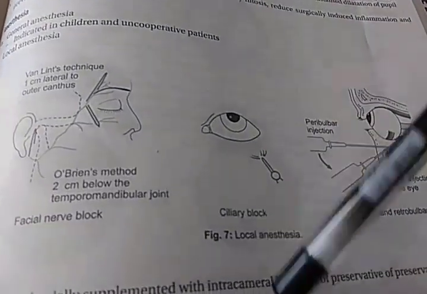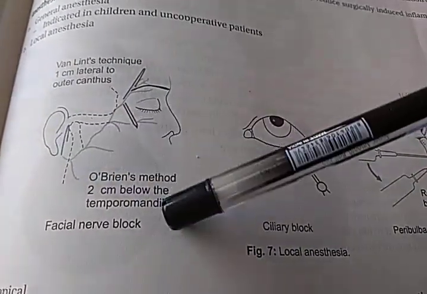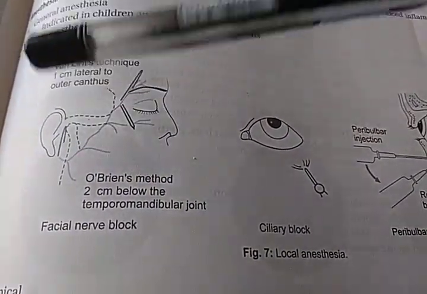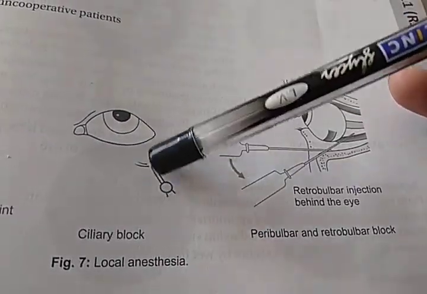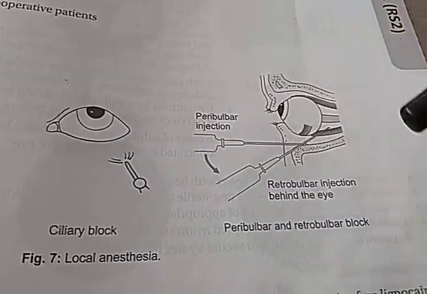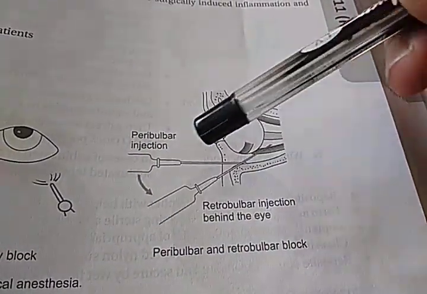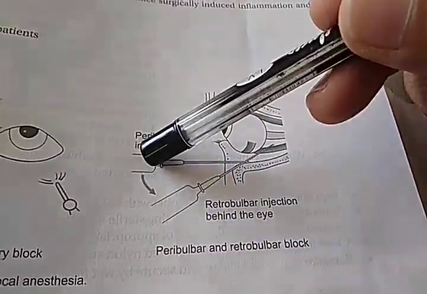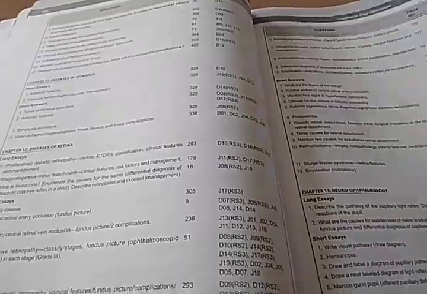Look at this local anesthesia, O'Brien method, 2 centimeter below the temporomandibular joint. Where exactly are they inserting here? This is ciliary block. And this is the peribulbar and retrobulbar. Retrobulbar, very easy, it is behind the eye. Peribulbar is around. Okay, so this is peribulbar, this will be retrobulbar. Yes, do you want to look at something very specifically in this book?